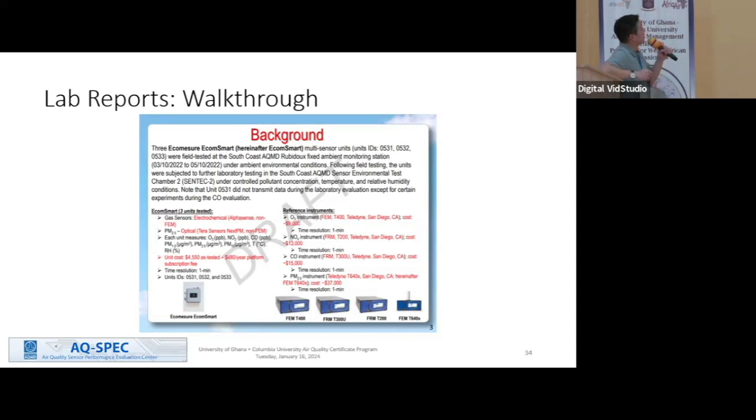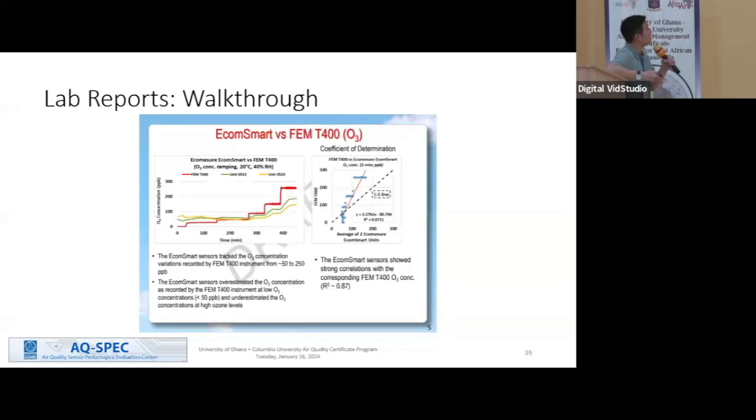And then also any notes, like this one: this particular unit did not transmit data during the lab tests, except for certain experiments. Then some background, where the manufacturer provided information about the sensor, and then the information about the reference monitors that the sensor was judged against.